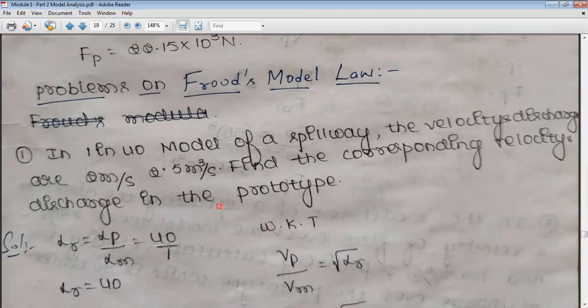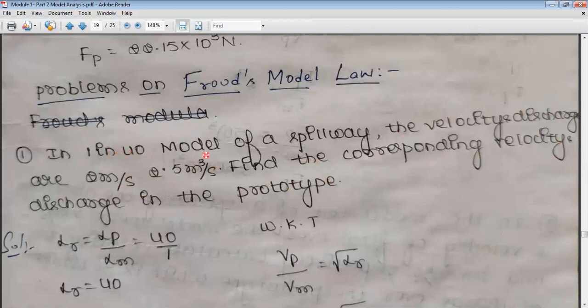They'll give at least one quantity of the prototype or the model. You have to find the similar quantity of the other one. If the model is given, you have to find the corresponding quantity in the prototype. If the prototype value is given, you have to find the corresponding model value by using the scale ratios. That's it. In 1:40 model of a spillway, the velocity and discharge are 2 meter per second and 2.5 meter cube per second respectively. Find the corresponding velocity and discharge in the prototype. Simple. The model value is given, you have to find the prototype.